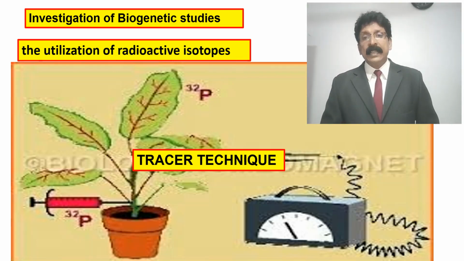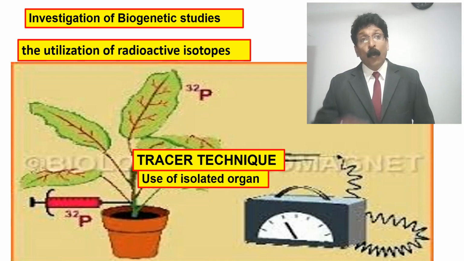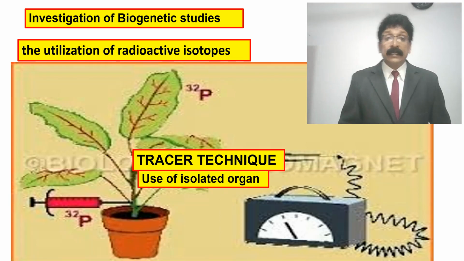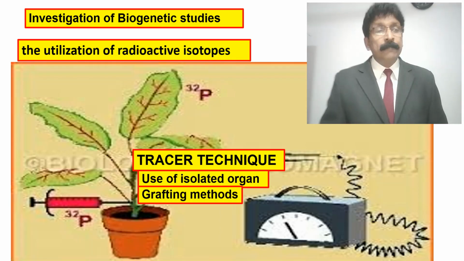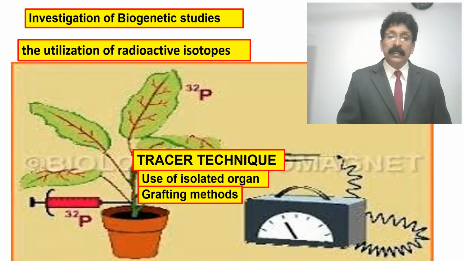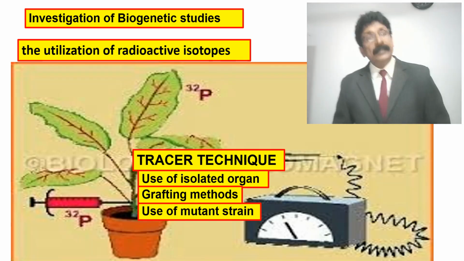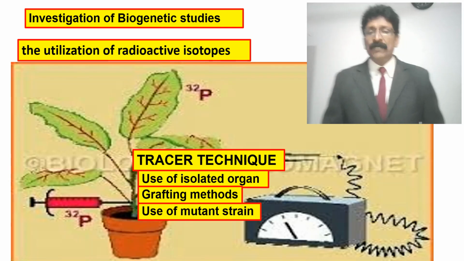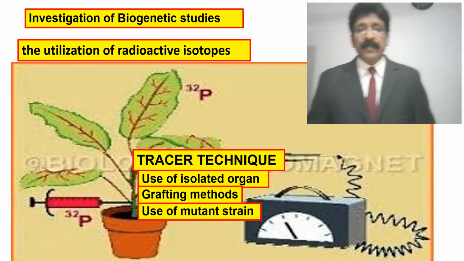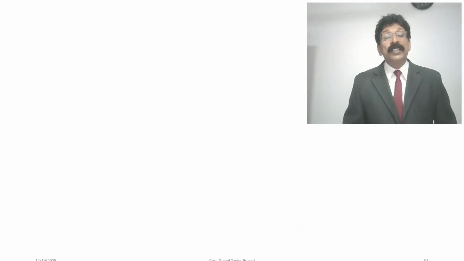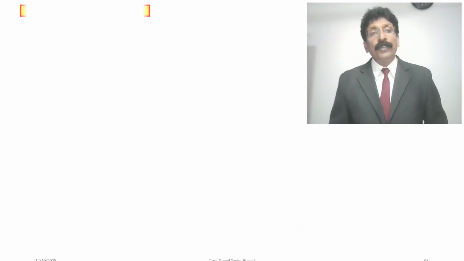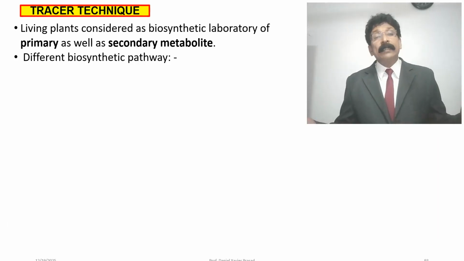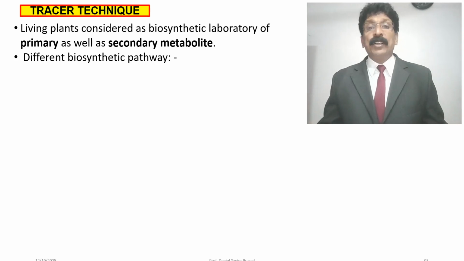Tracer techniques, and also other techniques besides tracer techniques: use of isolated organs, grafting methods, and the use of mutant strains from microorganisms or from enzymes. All of these we are going to discuss today. And before going to the topic, we should know about tracer techniques. Tracing, what is its definition and why it is needed.